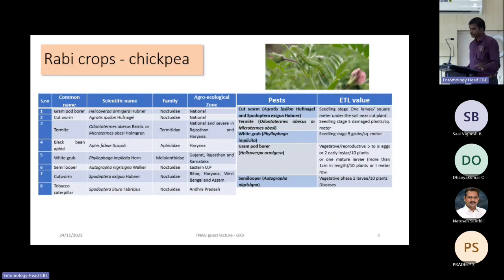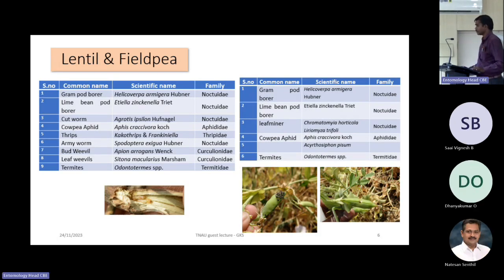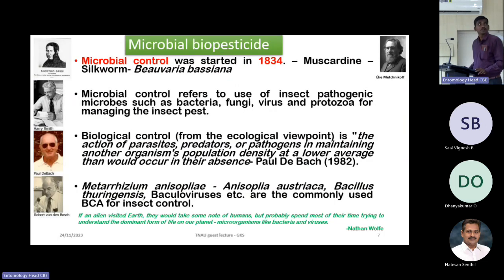Then chickpea. In chickpea, the major pest is gram pod borer. Apart from that, cutworm is there, then termites are there. Then on some occasions, Spodoptera is infesting. Then lentil and field pea. These 2 are North Indian crops, very little cultivated in southern India. Here again, you can see gram pod borer, cutworm, and in the case of field pea, leaf miner is a major pest apart from the gram pod borer.